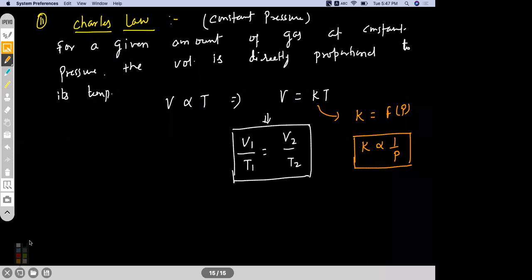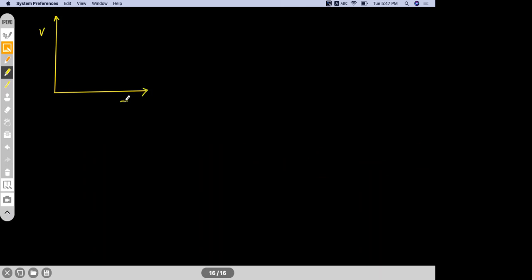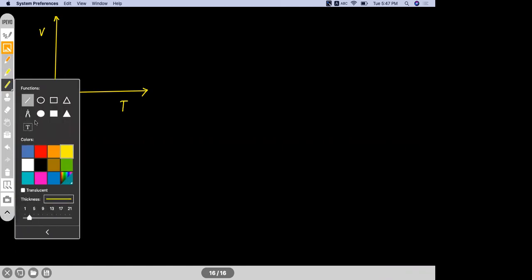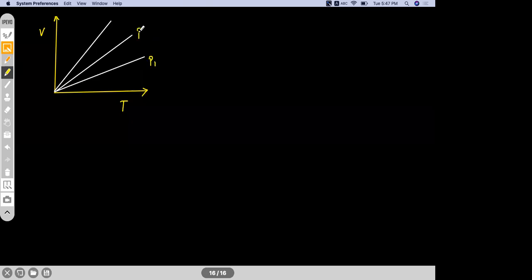Okay, now you see the graph here. First graph is of V and T. This is V and this is T. So V and T graph, it is again a straight line. Suppose at three different pressures, we have this, that is P1, P2, and P3. Could you tell me the relation of P1, P2, and P3?